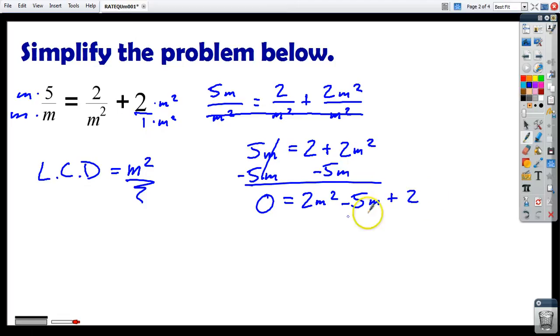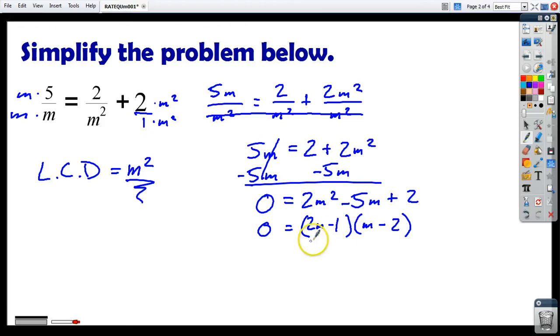And now I can solve by factoring. And if I go through the factoring checklist, I think what I can do here is I can use FOIL or generic rectangle to factor this. 2m squared must have been 2m times m. 2 is probably 2 times 1, except with this negative sign here, I'm thinking this was negative 2 times negative 1, because if you look at the inner and the outer here, I've got negative 1m and negative 4m, which makes negative 5m.